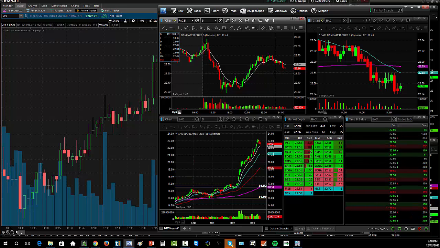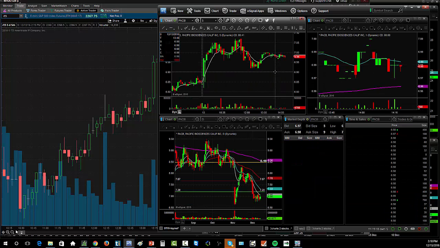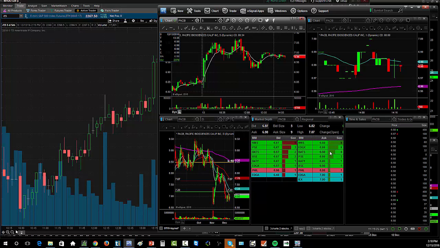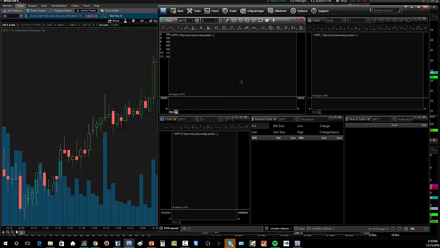It's very, very thickly traded. Whereas a stock, let's just say PAC B, for instance, this is a stock that today has only traded 480,000 shares. Really hasn't traded that much. The level 2 surprisingly looks fairly thick, but this is a pretty thinly traded stock.